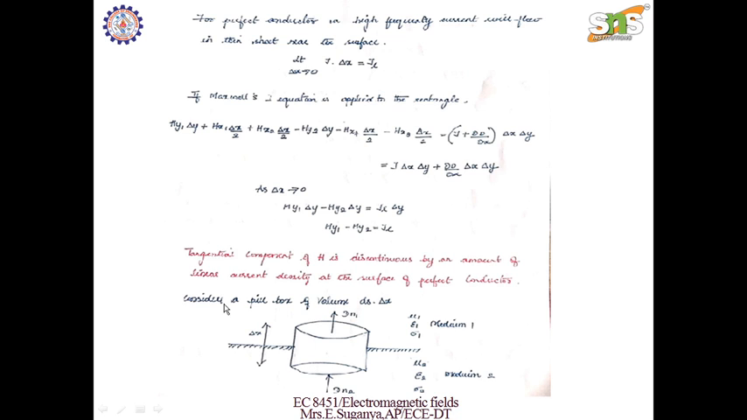Before going to the third condition of the boundary, I am considering a pillbox representation. This pillbox consists of a volume dV. Instead of dV, it can be written as ds, that is surface area, into del x. Both are similar. So onto this pillbox, I am considering the medium 1 on the top portion and medium 2 on the bottom portion. So for this, the normal component Dn1 on medium 1 and Dn2 on medium 2.